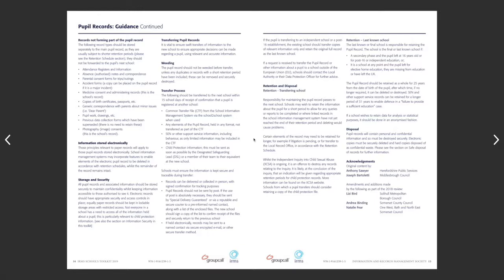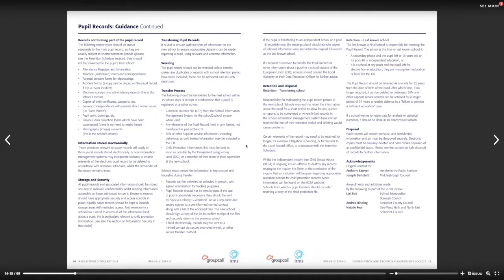15 school days. And it should be, like I said, the whole file. It's not supposed to be weeded. You don't get to keep any copies. You're supposed to be sending the whole thing across. Okay, so over here, there are a couple of caveats to that.